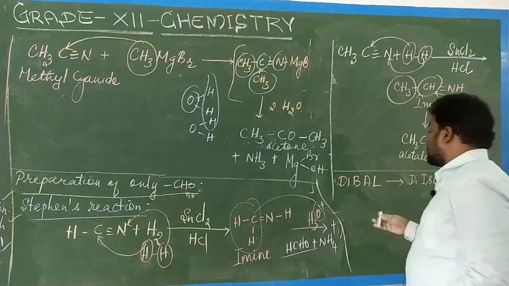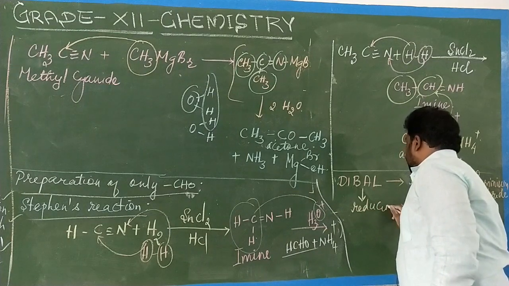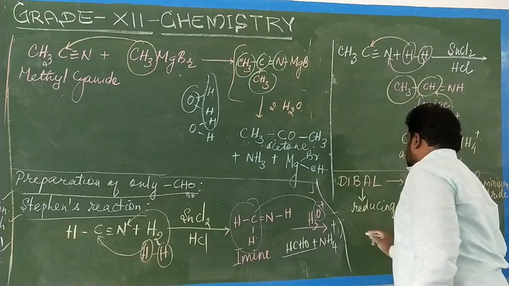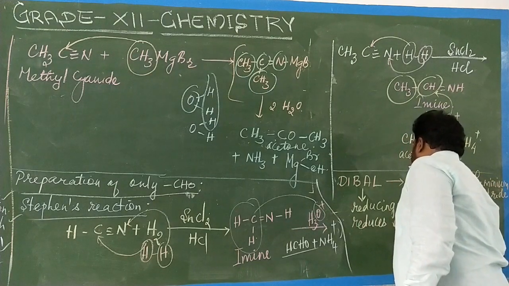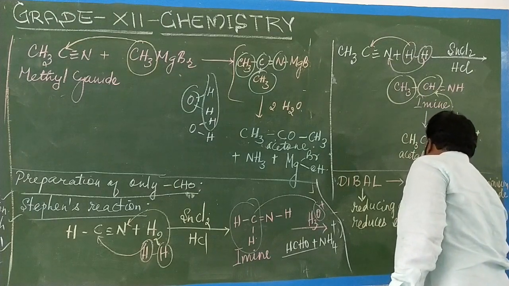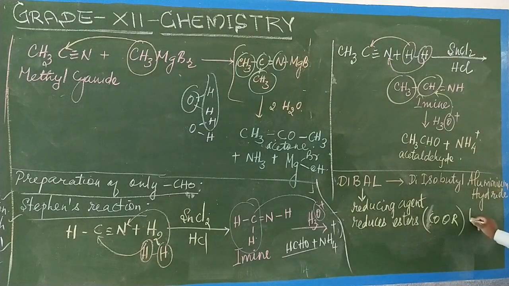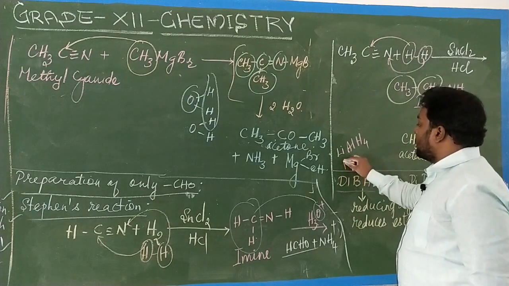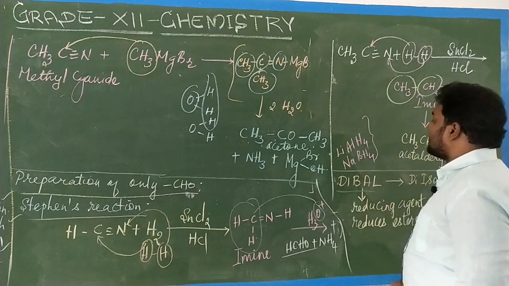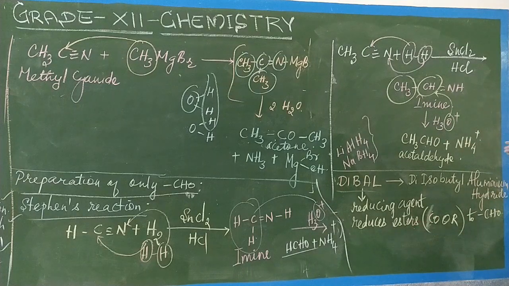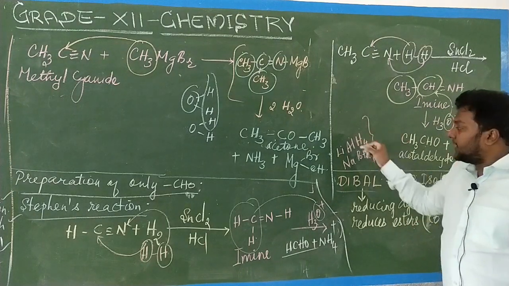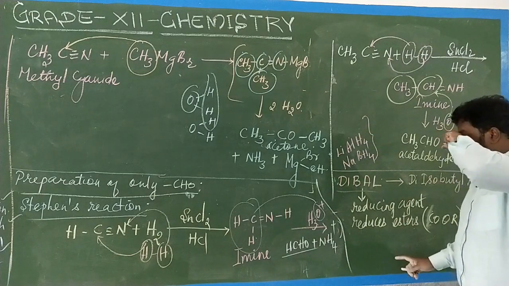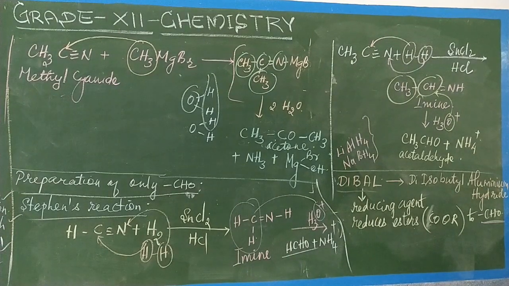See, this Diebol is a reducing agent. This reducing agent reduces esters. Esters means COOR. Esters to aldehyde. Not only Diebol, there are various other reducing agents along with it, like lithium aluminum hydride and sodium borohydrides. These are all reducing agents, but these reducing agents will reduce the esters to alcohols. Only Diebol can convert them into aldehyde. Diebol only has a tendency of converting esters into aldehyde, whereas lithium aluminum hydride, sodium borohydride and all will convert esters into alcohol. That is what we have to remember. Now shall we write esters?